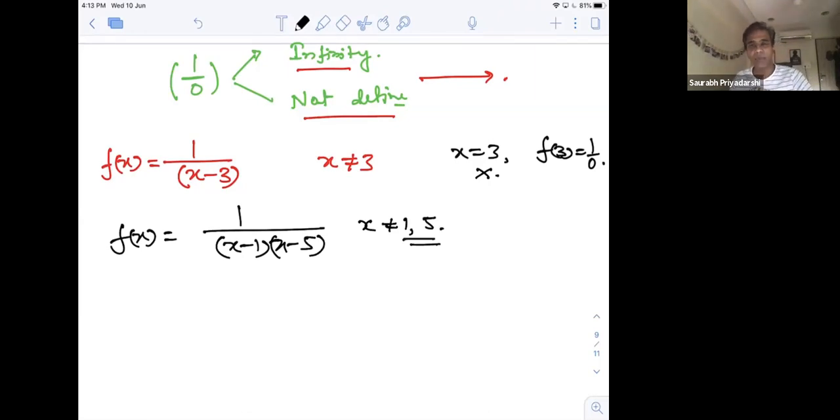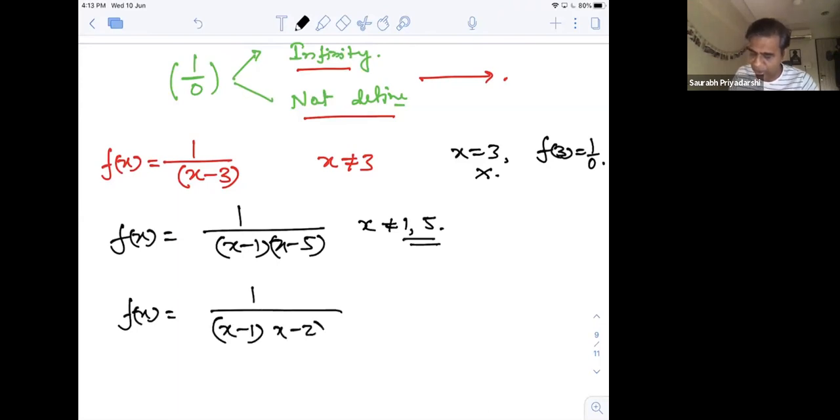At these values, we don't have any idea what would be the value of the function, so definitely we'll say not defined. The function will not be defined there. Now, try this one. f(x) is equal to 1 upon (x minus 1)(x minus 2)(x minus 6). Do it fast. Where will this function not be defined?